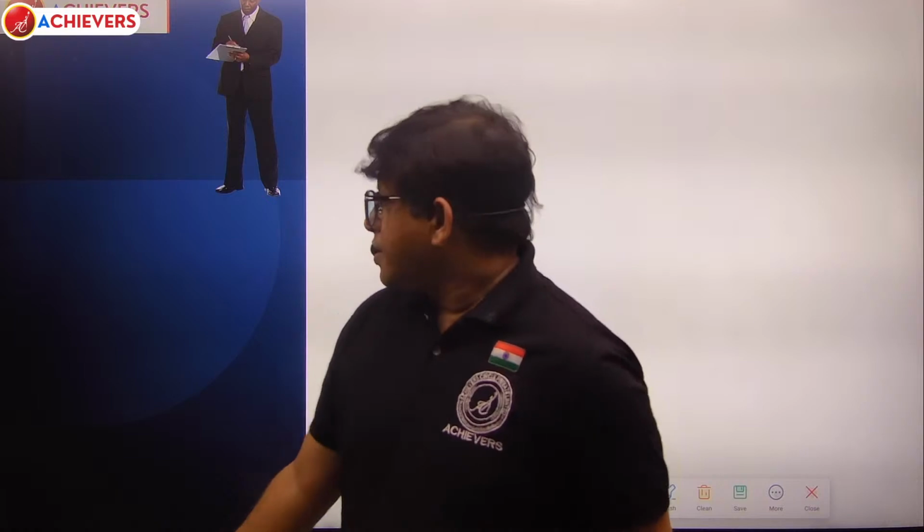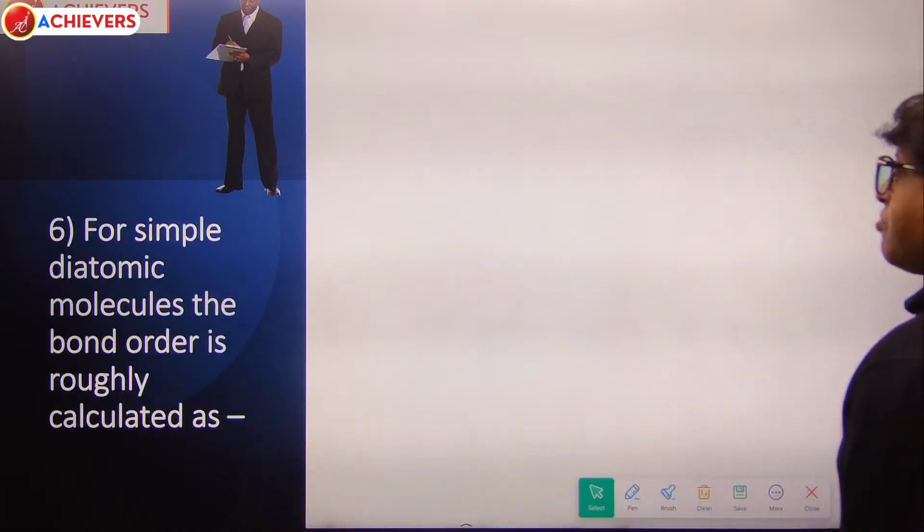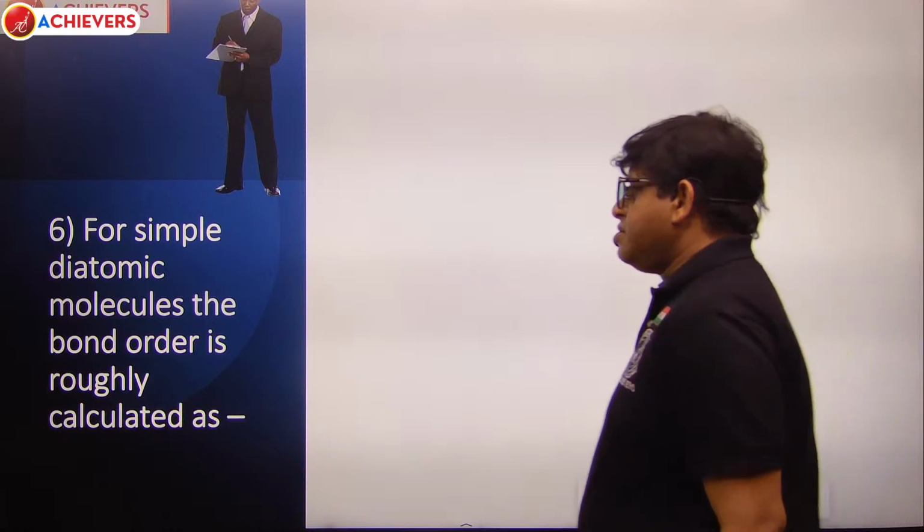What is bond order? So let us go to the point of bond order. You can see here, point 6, for simple diatomic molecules.